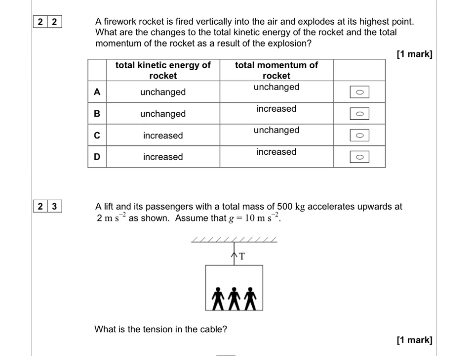So when it explodes, you're going to be transferring some kind of chemical energy into other forms. In this case, that's going to act to increase the kinetic energy, because you're transferring energy from chemical to something else. So we can get rid of those two. However, if you think about it, in an explosion, no external force has acted on the rocket. So if no external force acts, you know that momentum is conserved, so the momentum cannot have been changed, so it's going to be C.